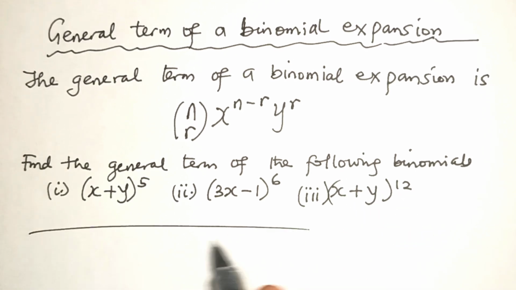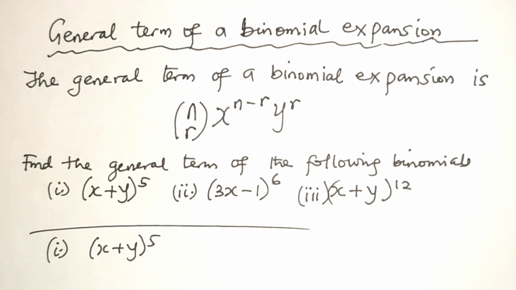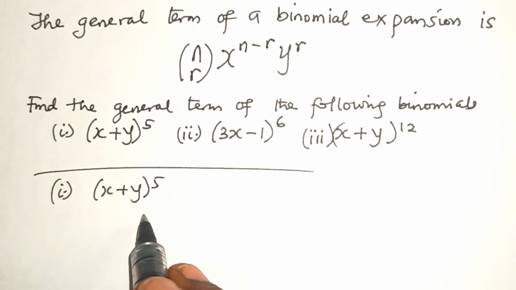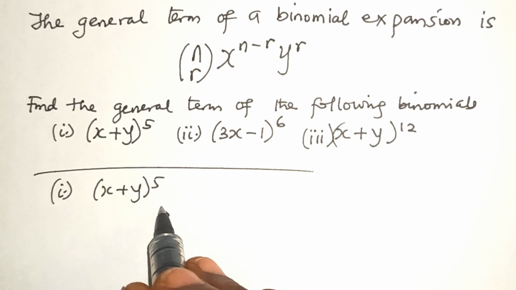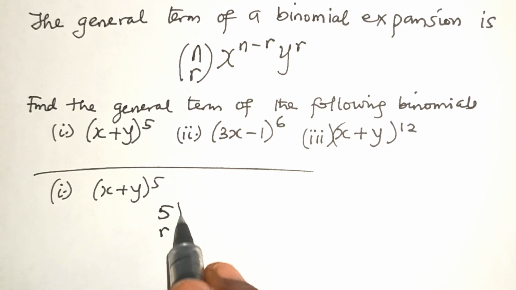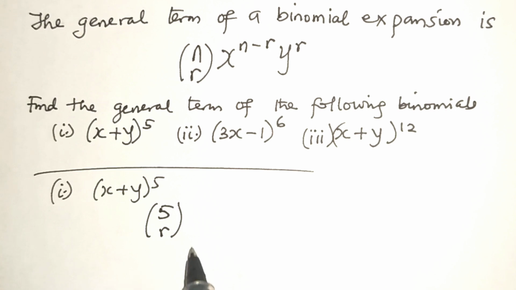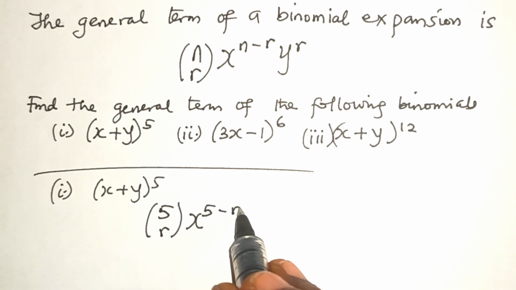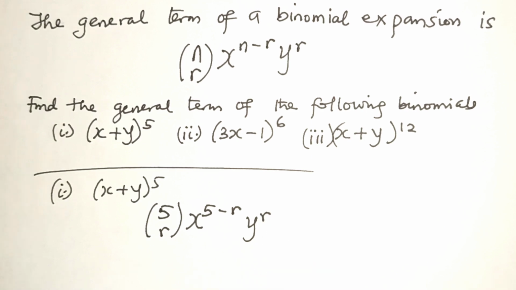So for the first one, x plus y raised to the power 5, the general term here is simply, n is 5, so we have 5 combination r multiplied by x raised to the power n, which is 5, minus r, multiplied by y to the power r. So that's the general term of this binomial.